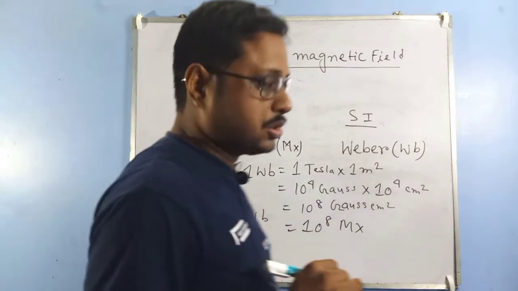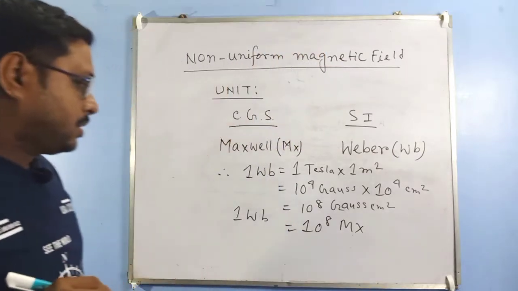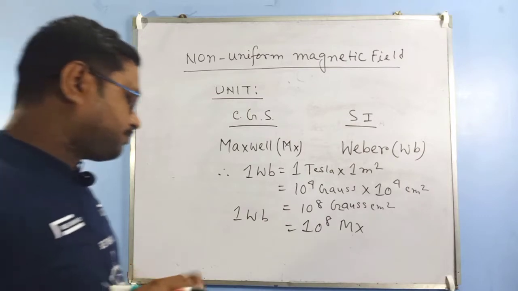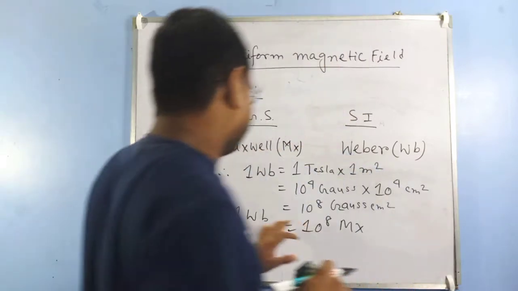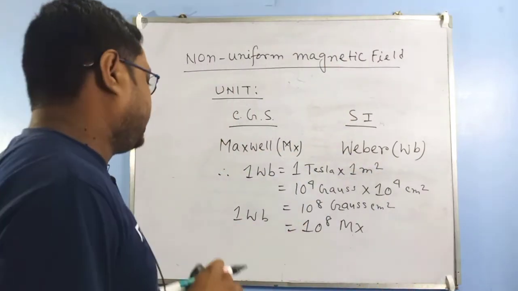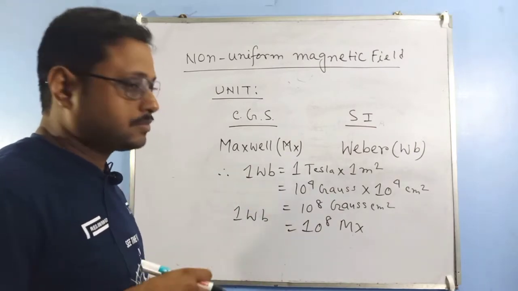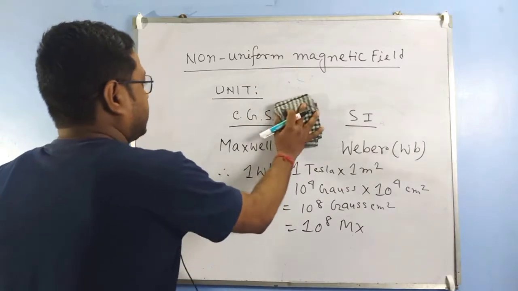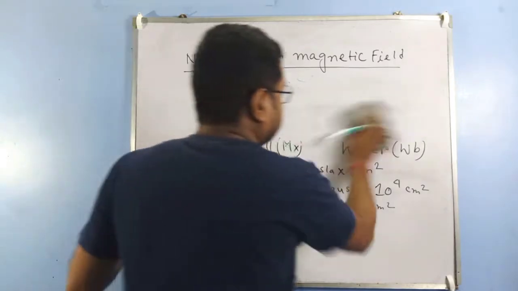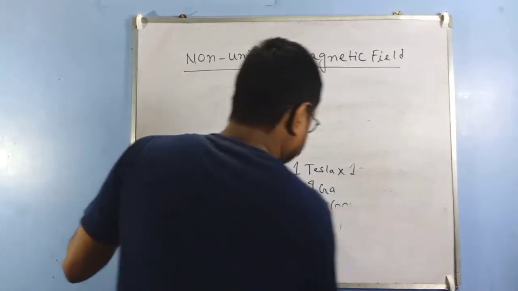In many MCQ questions it can be asked that 1 Weber equals how many Maxwell. So we can get from this 10 to the power 8 Maxwell. Then next we go for the dimension of magnetic flux.